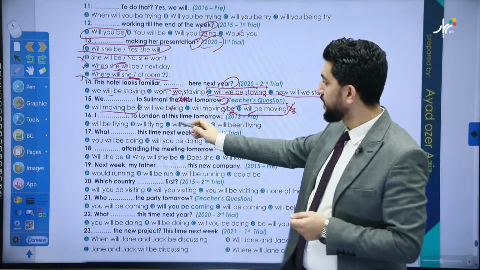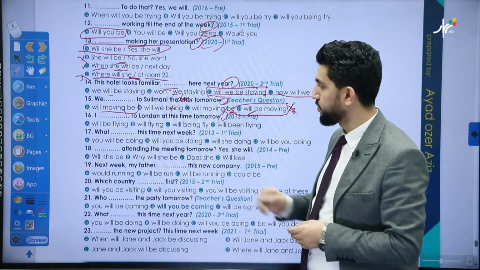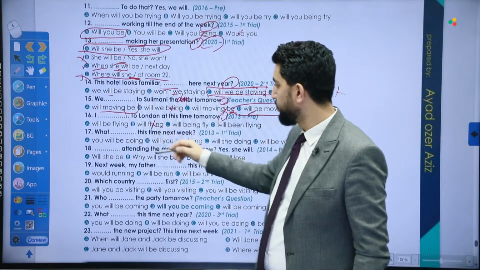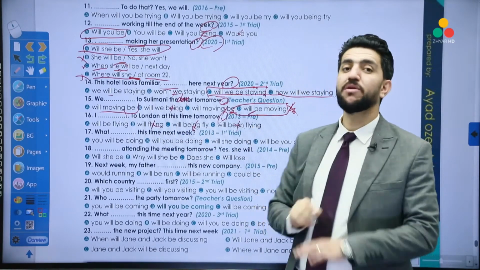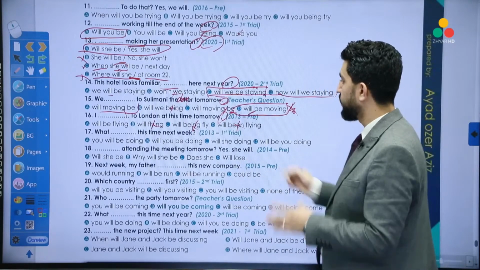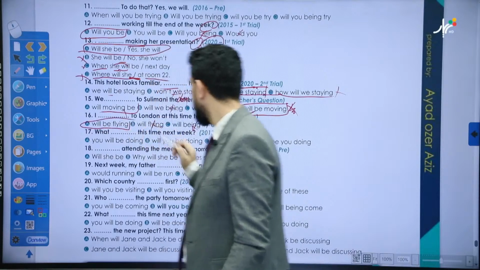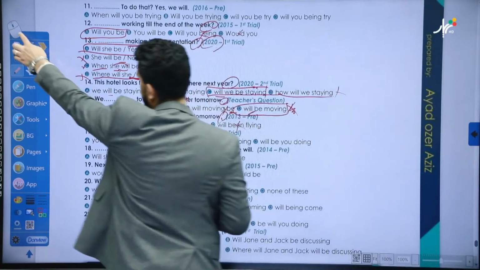Number 16. To London at this time tomorrow. This is not a question mark. Will be flying, will flying. Is this correct? No, there's no be. Being is also wrong. Been is also wrong. We don't have been, do we? No, never. We have be, not been. So that means the correct answer will be this. Very good. What about number 17? Let's do 17.